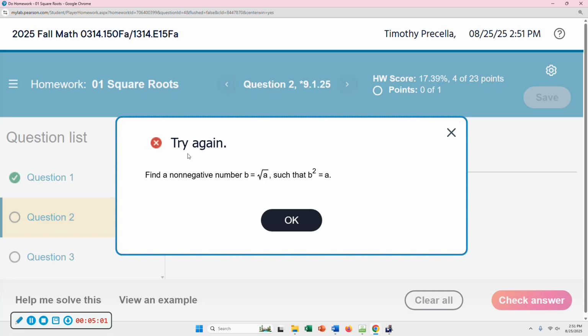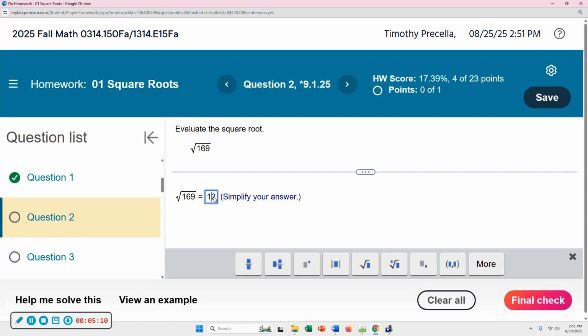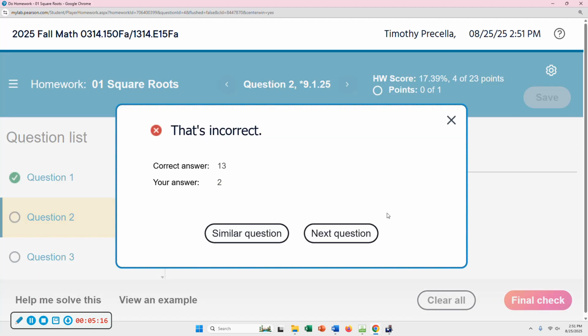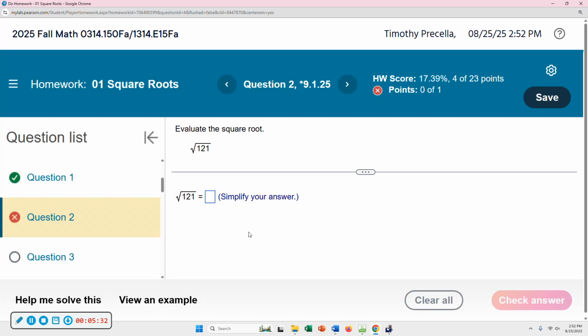It says try again. And notice it now says final check. This is your last chance to put in the correct answer, and the correct answer is 13. I wanted to demonstrate. Okay, so the correct answer is 13. You now have an option. You can move on and get that problem wrong, or what you should do is click similar question. And now I'll get it right.